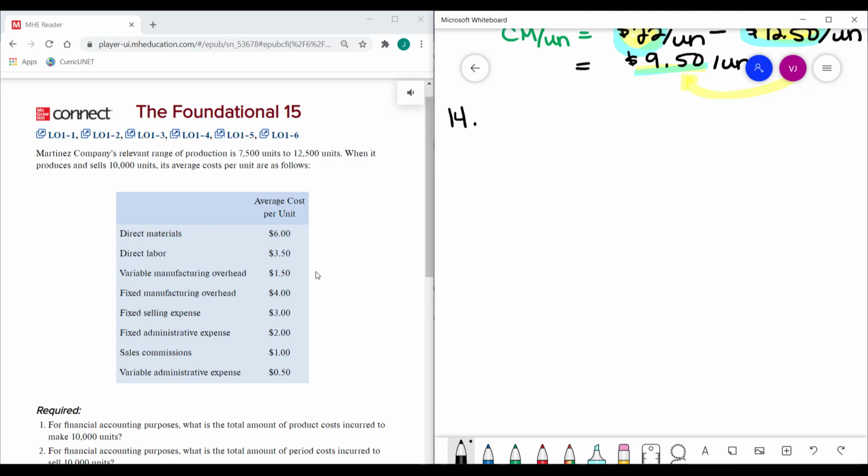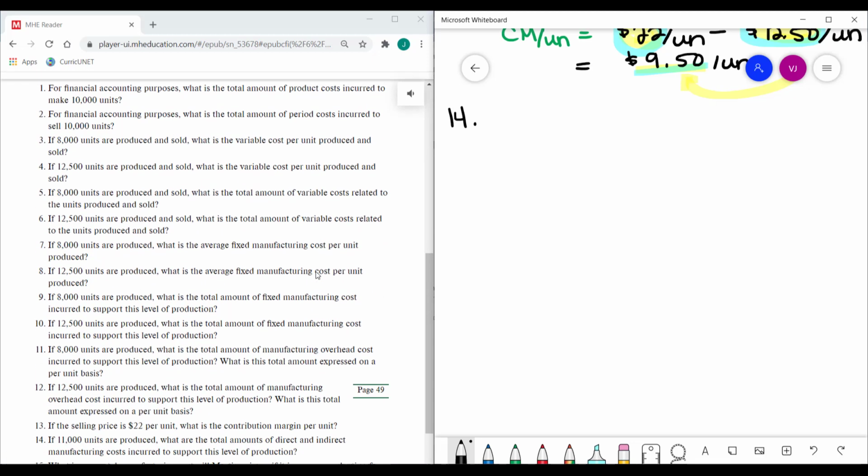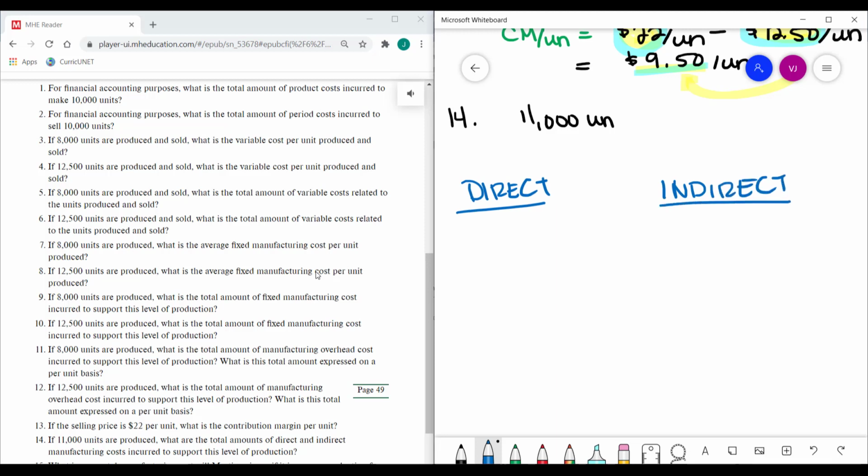But number 14 is now asking us, okay, what's the total amount of direct manufacturing cost when you produce 11,000 units? And then what's the amount of indirect manufacturing costs when you produce 11,000 units, right? So they're asking us, again, the level of activity here is 11,000 units. So the question is, what's the amount of direct manufacturing or product costs incurred? And then what's the total amount of indirect manufacturing or product costs incurred to make, because we're talking about manufacturing costs, 11,000 units.